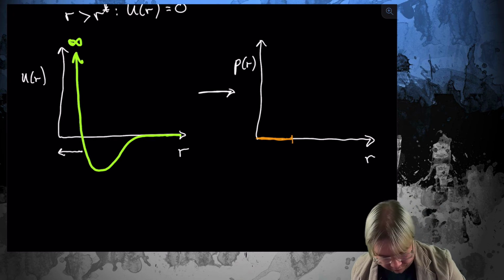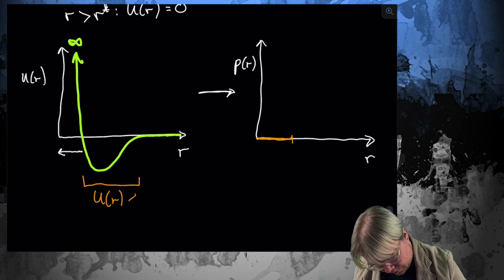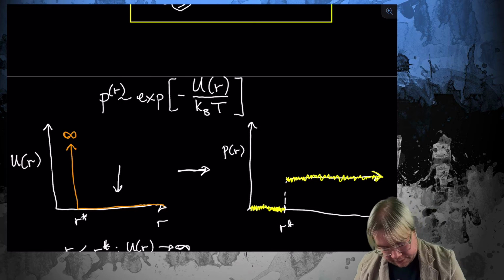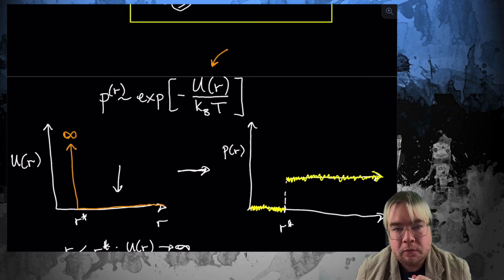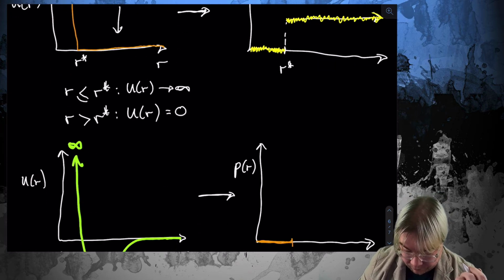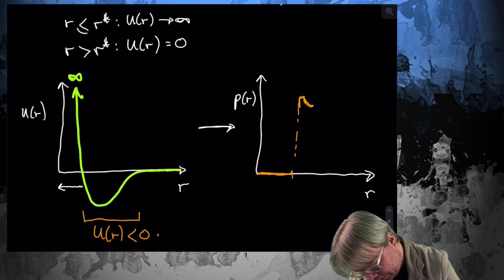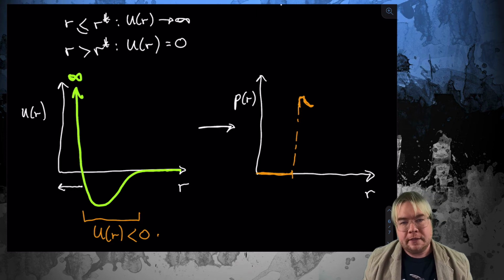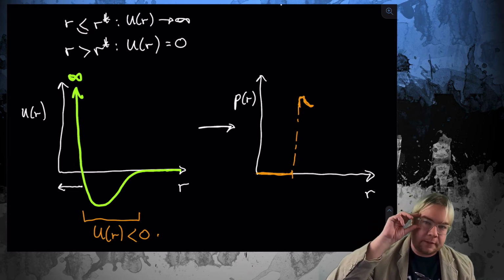All right, now what? Well, I have this region here where the potential is less than 0. So U of R is less than 0. Well, if I look at what P of R is, I've got U of R divided by kBT, so I've got e to the something positive. Well, e to the something positive is going to be big. So over here, I'm going to have some enhancement in the number of particles that I have because they're attracted to each other. That exponential is positive. There's a greater probability. And so there's an enhanced probability of finding them that distance apart.